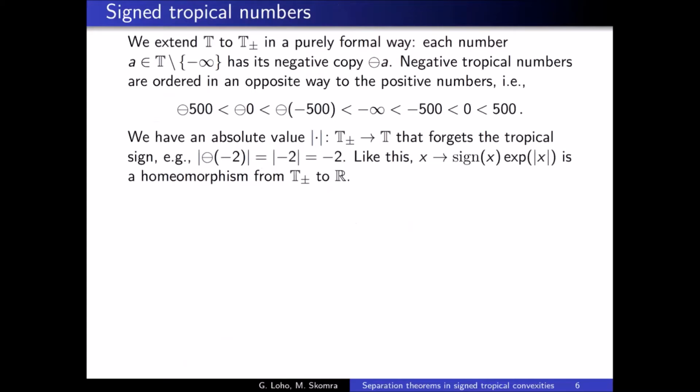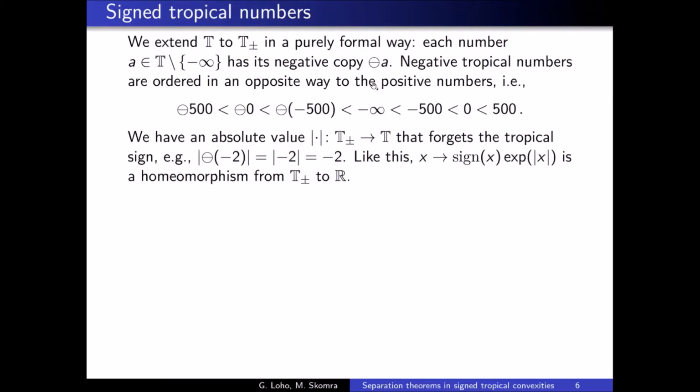You just take two copies of the tropical numbers and you declare that one copy are the positive numbers, the other copy are the negative numbers, and you denote the negative numbers with this minus sign. And then when you have these signed numbers, you can order them, and this order mimics what happens on the real line.